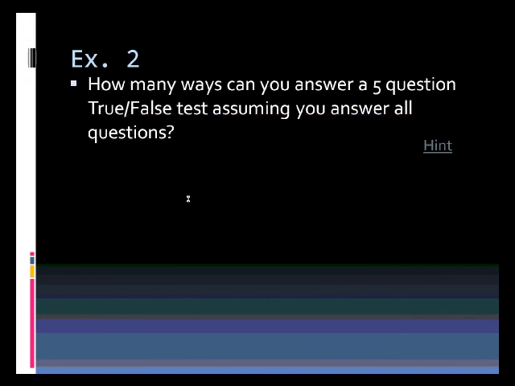All right, next question. In how many ways can you answer a 5-question true or false test, assuming that you answer all of the questions? So don't yell it out. I want you to think about this for a moment. And the hint is to think about how many answer choices there are for each question.